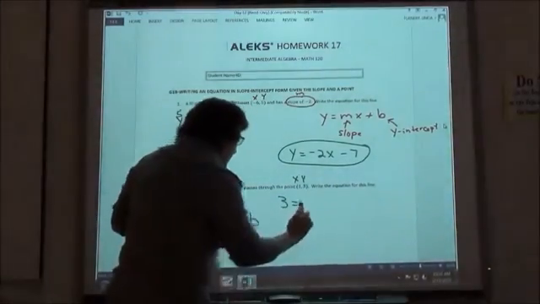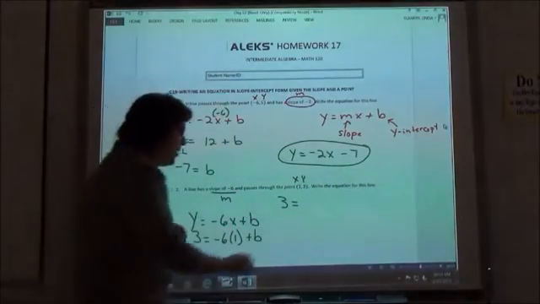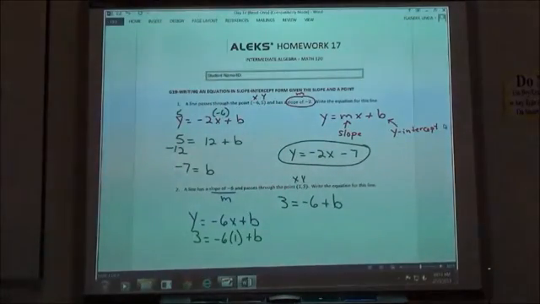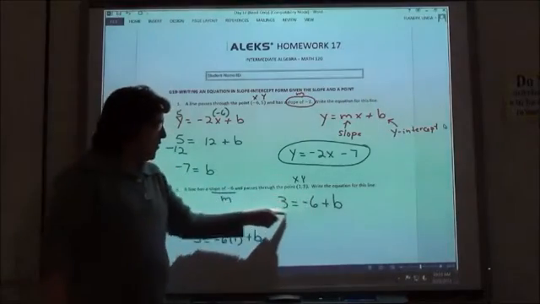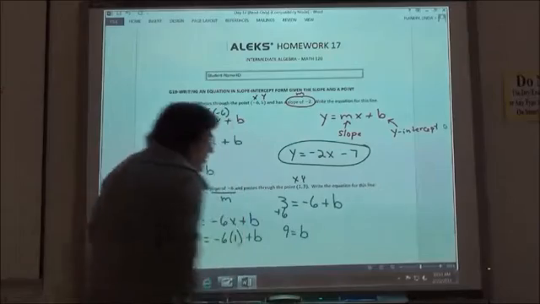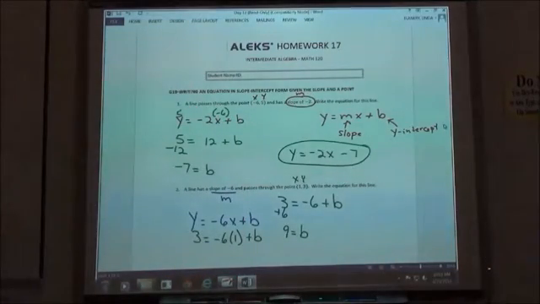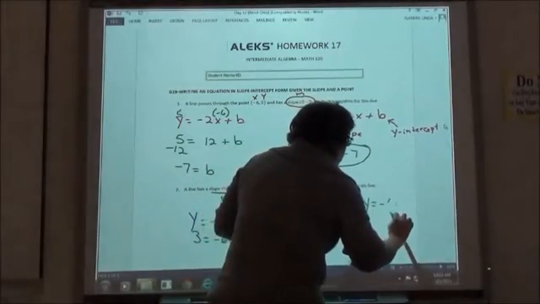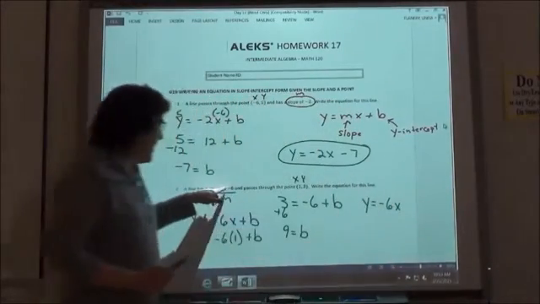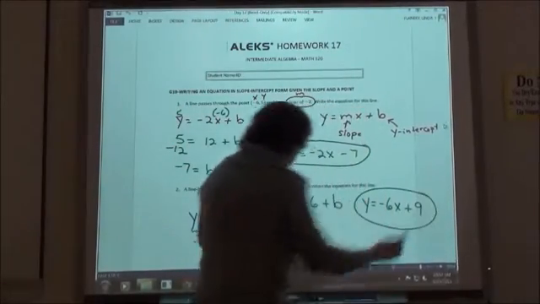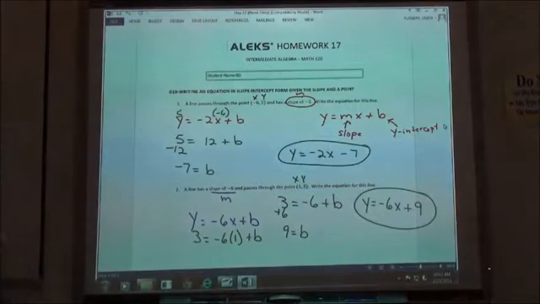So 3 is going to equal -6 times 1, which is -6, plus some number b on the end. We want to solve that for b. So all we need to do is move our 6 to the other side. Adding 6, 9 is going to be my y-intercept, my b value. So putting that in my equation, y is going to equal -6x, because my slope was -6, plus 9, because my y-intercept came out to be 9. So y equals -6x plus 9.